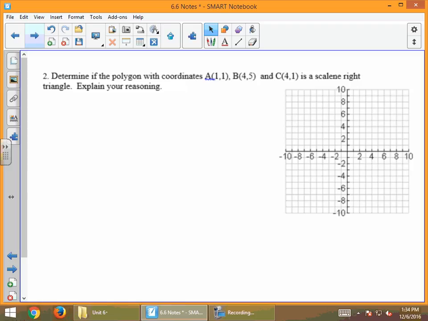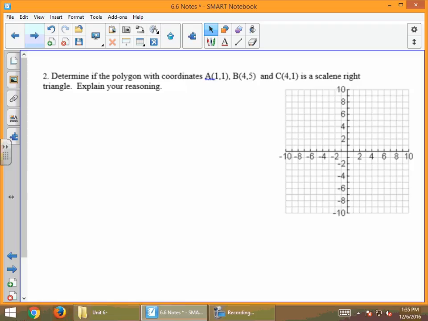Determine if this polygon with these coordinates is a scalene right triangle. Well, we talked about in the last example how to determine if it's a right triangle. Right, it has one right angle. What do you know about scalene triangles? All different sides. All three sides are different.